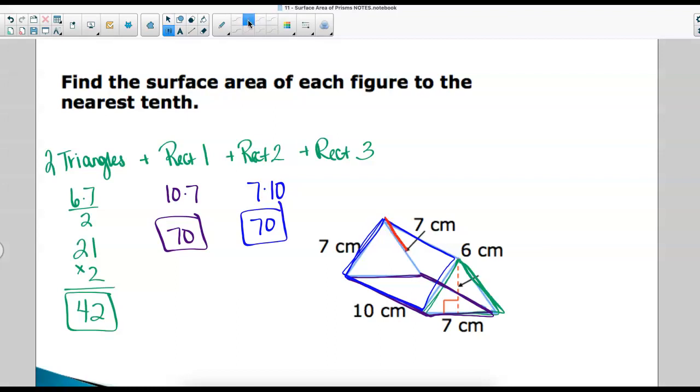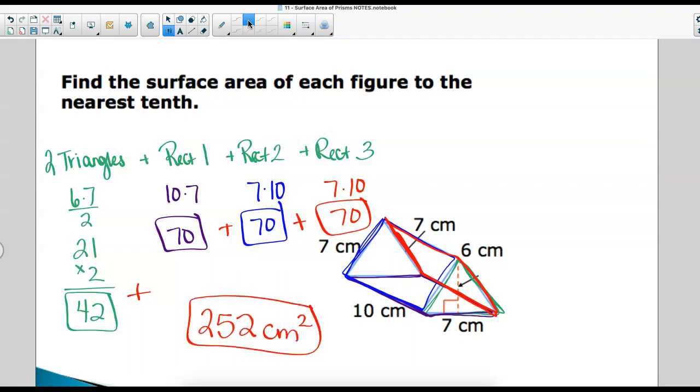And finally, this one over here, which is 10 by 7 again, which is 70, and then we add those all up. 70, 70, 70 is 210 plus 42, 252 centimeters squared. Okay? Sound good? It's not that hard. There's a lot of pieces to it. There's a lot of numbers to it, but it's really not that hard.